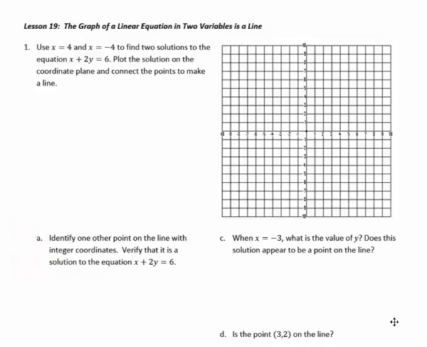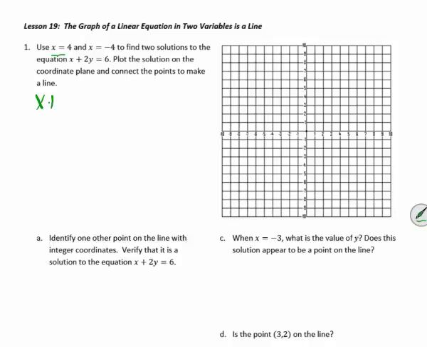Ladies and gentlemen, today we're going to put together a lot of different stuff: being able to graph lines using different points, being able to find slope, and being able to check if things are solutions. Use x equals 4 and x equals -4 to find two solutions to the equation. I'm going to put these numbers in and see what y is. I'll start with 4.